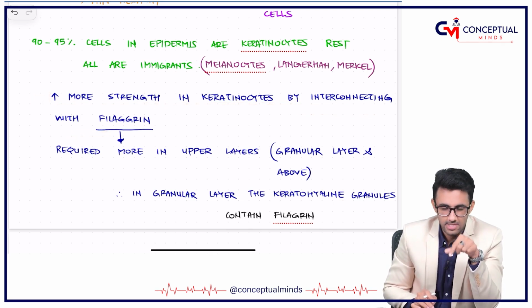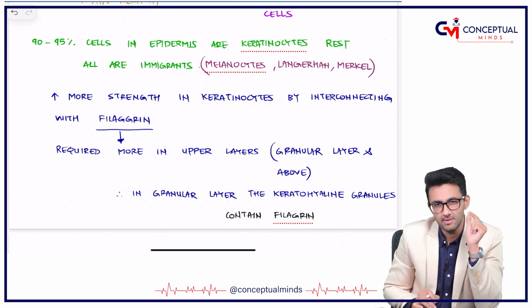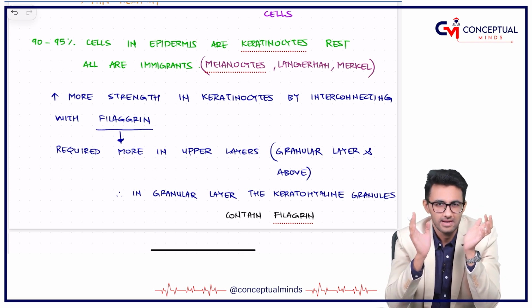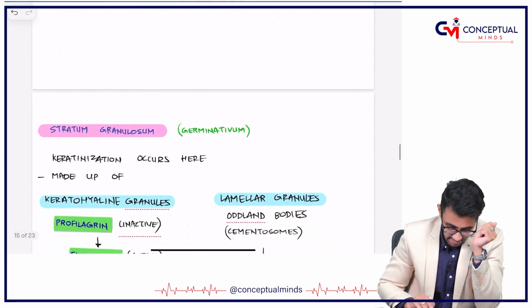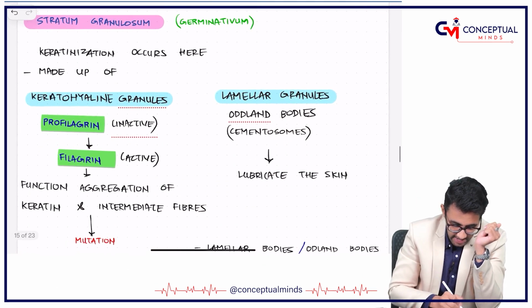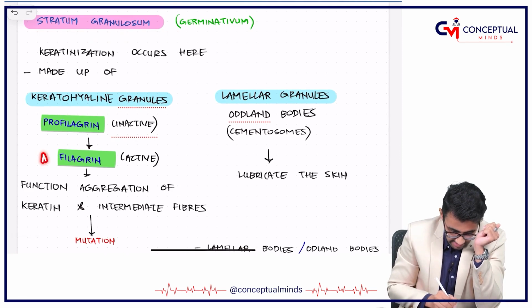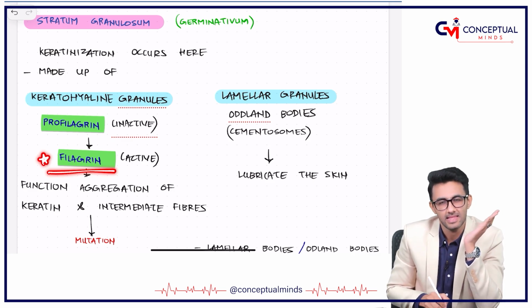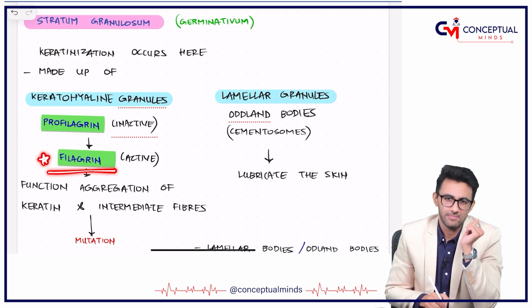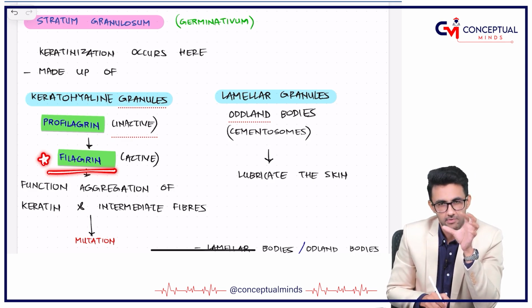Okay, so with this opportunity I'll go back to the previous lecture and show you where we read it. Question to you: in which layer did we read it? Okay, let's go check. Right here, we read it in the stratum granulosum. Filaggrins. In the stratum granulosum we are making this from profilaggrin to filaggrin, and it was adding strength by intermediate filaments.